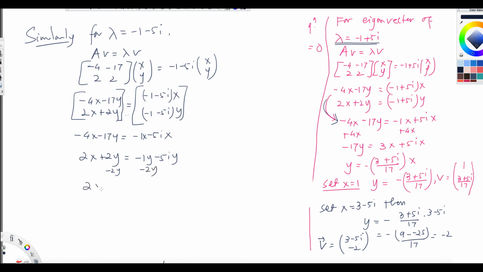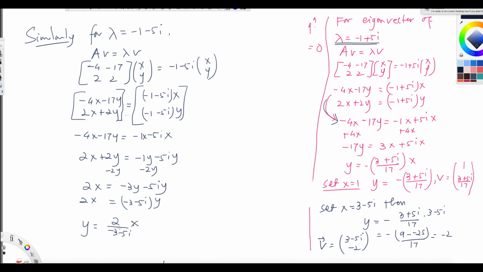I get 2x equals what? Negative 3y minus 5iy. Okay, let me take y out. So 2x equals negative 3 minus 5i, and then y is outside. Let me divide both sides by negative 3 minus 5i. So you get y equals 2 over negative 3 minus 5i times x. Oh, sorry, x, right? So 2x over negative 3 minus 5i.